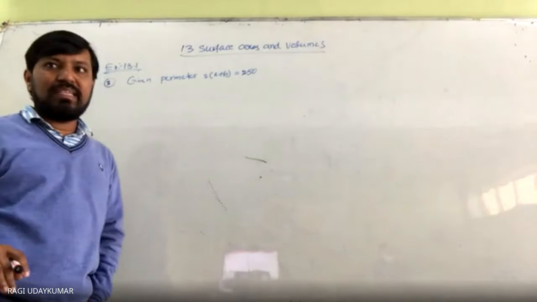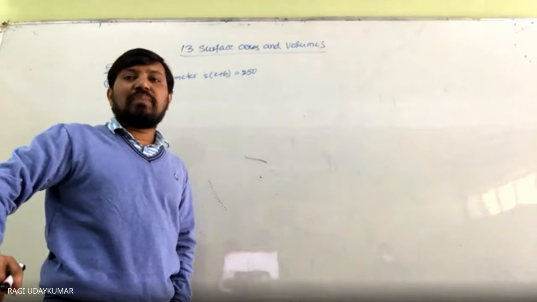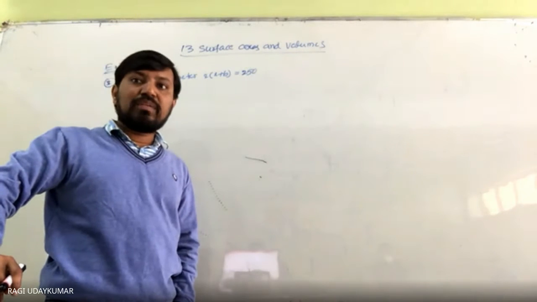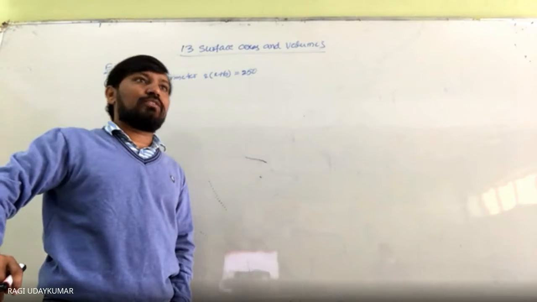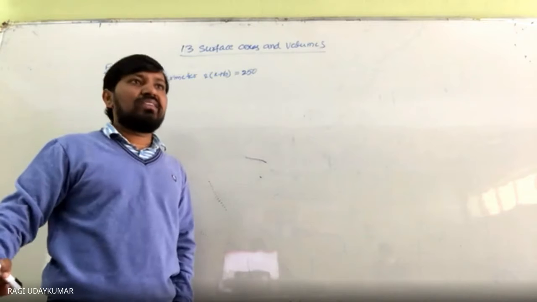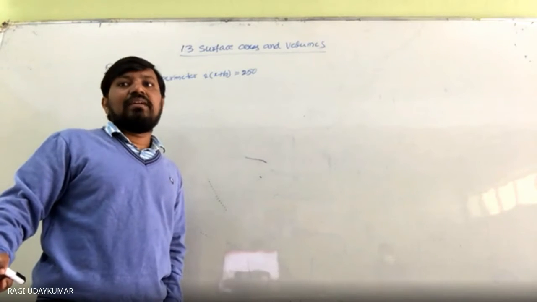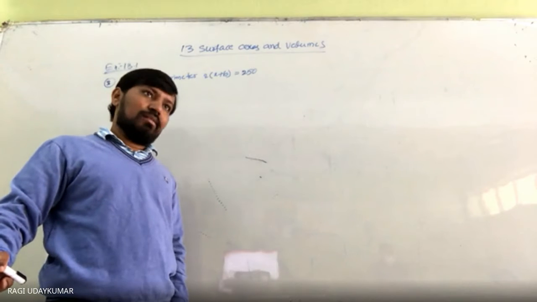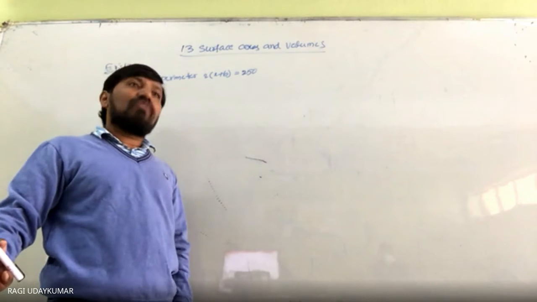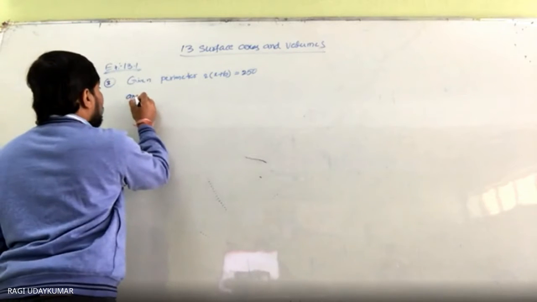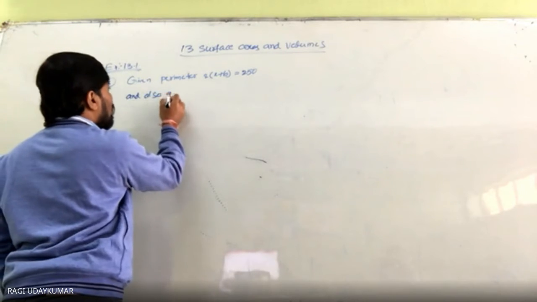2 into L plus B is the perimeter. And if the cost of painting the 4 walls of the room, at the rate of 10 rupees per meter square, per 1 meter square 10 rupees, the total cost is 15,000 rupees. Find the height of the wall. So only 4 walls is given.